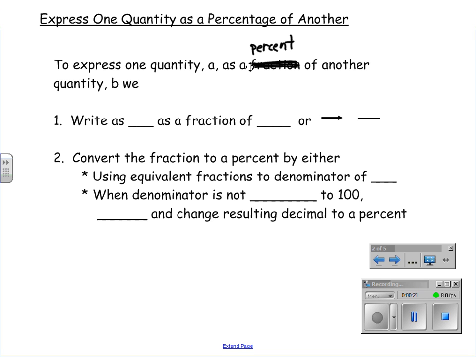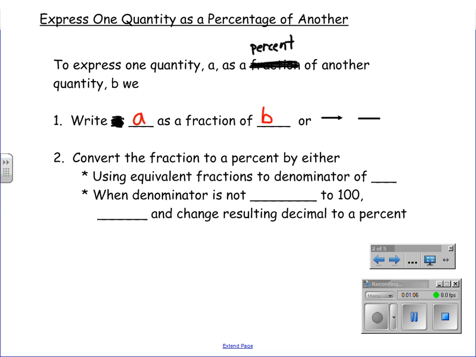Okay, so change that. To express one quantity A as a percent of another quantity B, we follow these steps. We write A as a fraction of B. What should this be, please? Correct. A as a fraction of B.